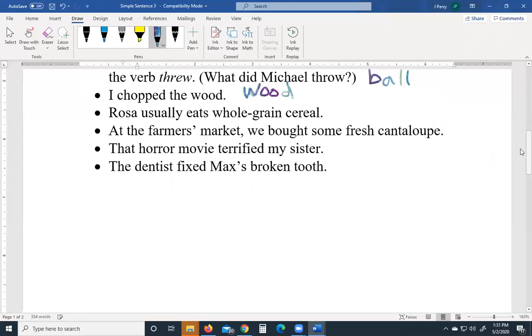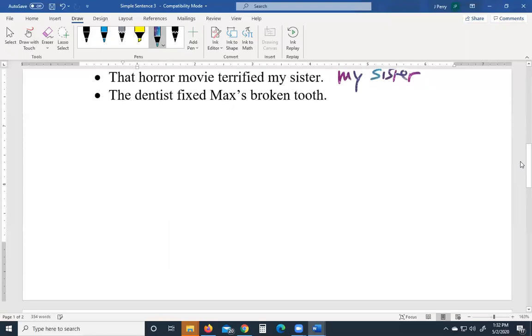That horror movie terrified my sister. That horror movie terrified whom? Yes, my sister. Oh, you got it. All right, let's do one more. The dentist fixed Max's broken tooth. The dentist fixed what? What did he fix? Max's broken tooth, you're right. Tooth being like the main or the simple direct object.